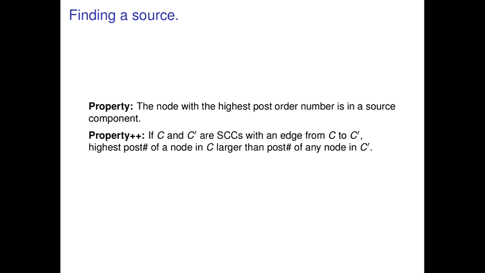So what we talk about here is that instead of thinking about individual nodes, we start thinking about strongly connected components in the strongly connected component graph, which is a DAG. The strongly connected component graph is a DAG, so we can think about topologically sorting that DAG. And now what we're going to say is, if C and C prime are strongly connected components with an edge from C to C prime, the highest post-order number of a node in C is larger than any post-order number of a node in C prime. It's a more complicated property, but this is what it is.